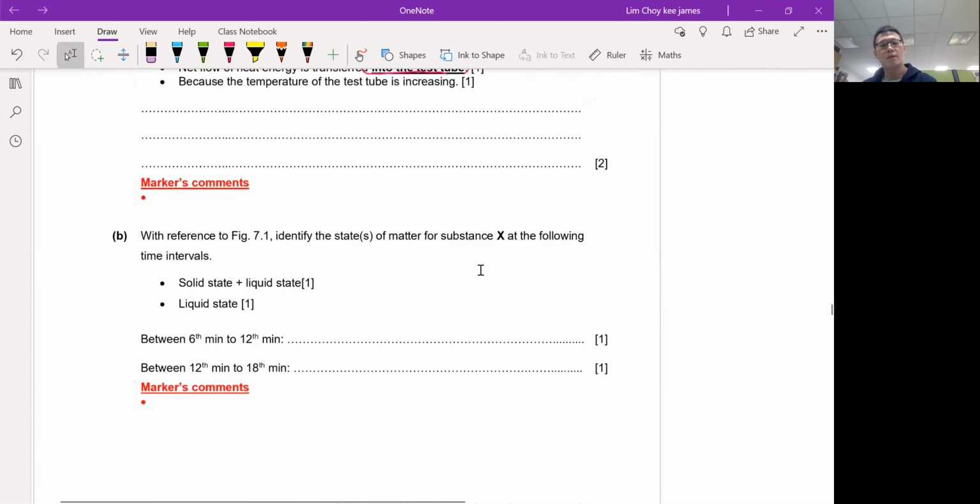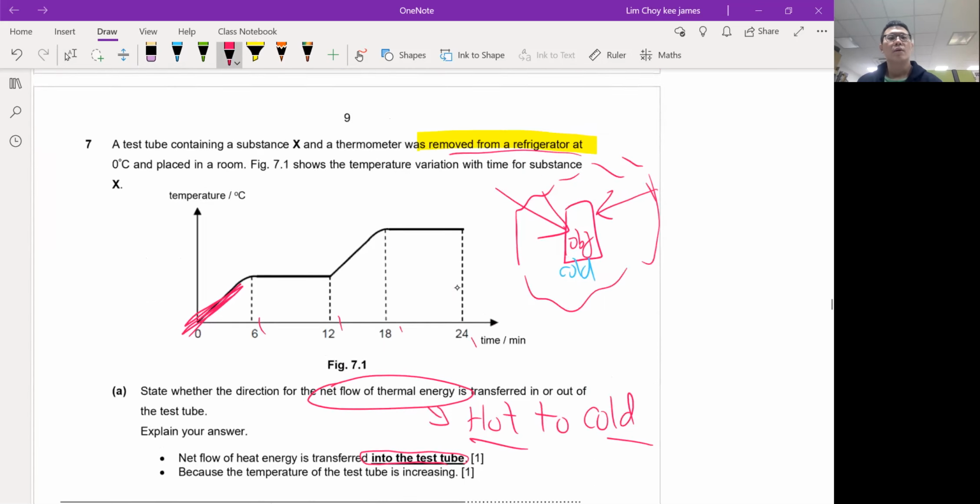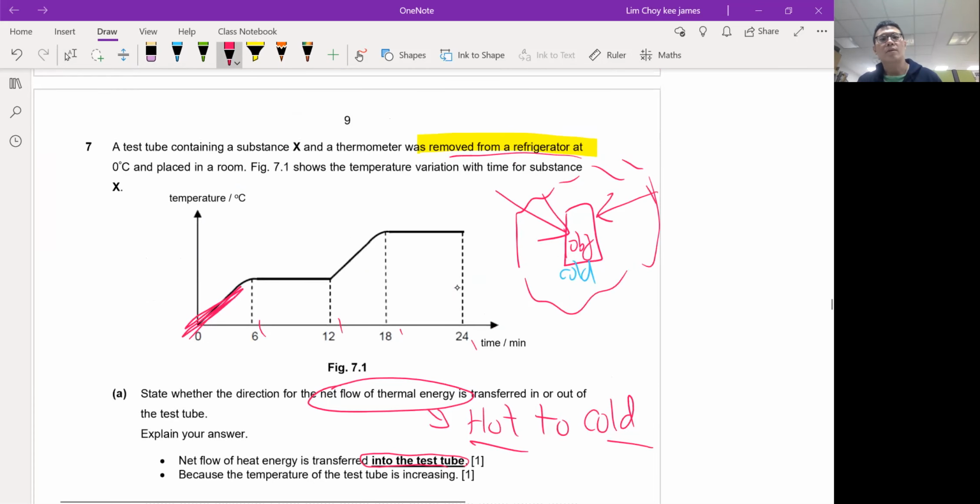Identify the state. This one is quite easy, solid state and liquid state. Just take note of the word. Don't use it anyhow, and don't leave out the state. Just take note of the timing, 6 to 12, 18 to 24. For the cooling curve, the common thing is to know that this constant temperature is the change in state. So there's a phase change, the change in state, the change in phase.